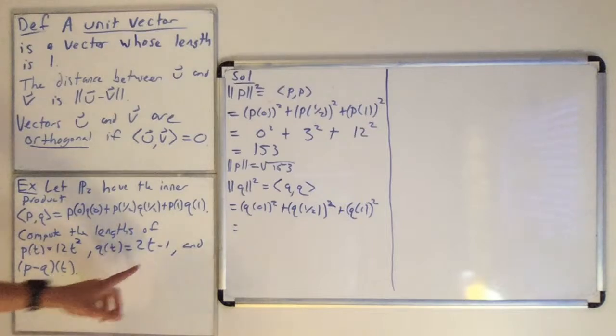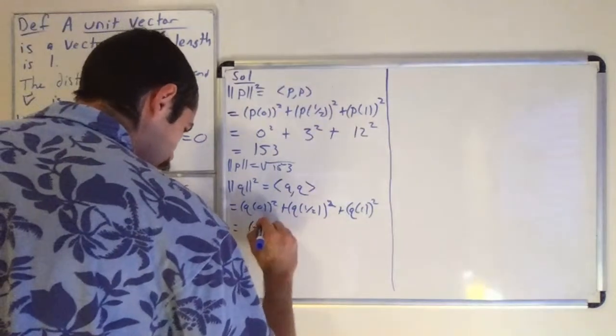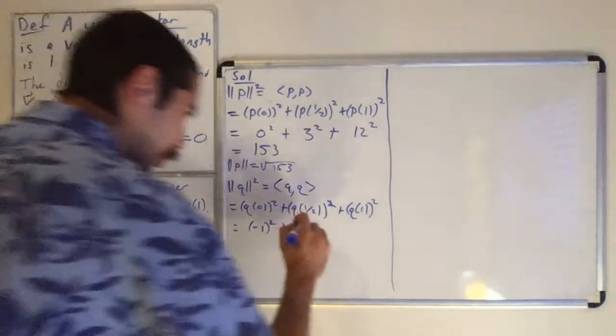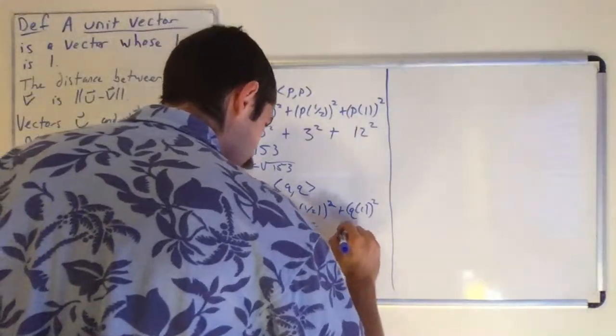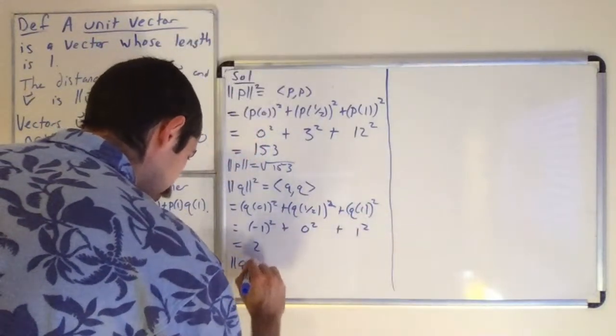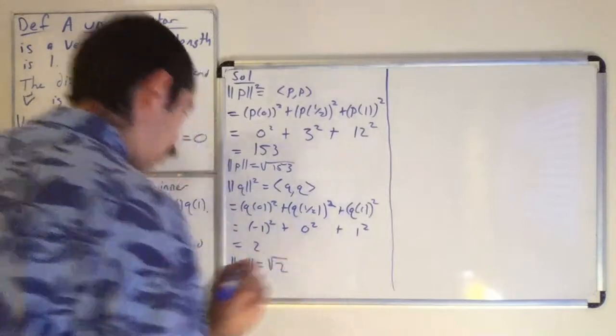When we do this, we get -1 squared plus 0 squared plus 1 squared, which is 2. So the magnitude of Q is the square root of 2.